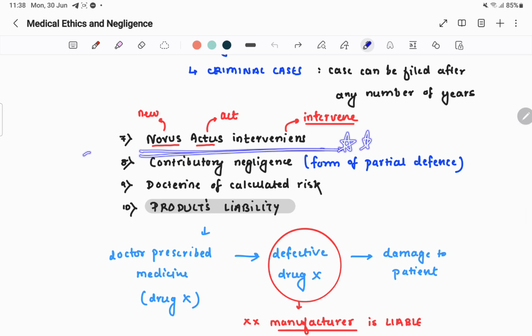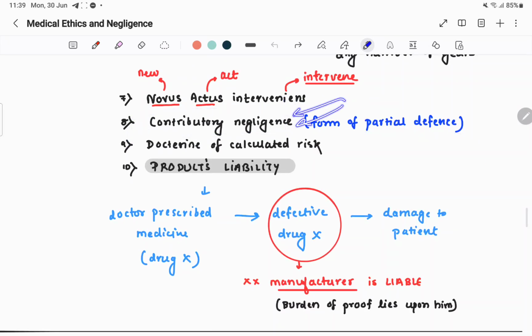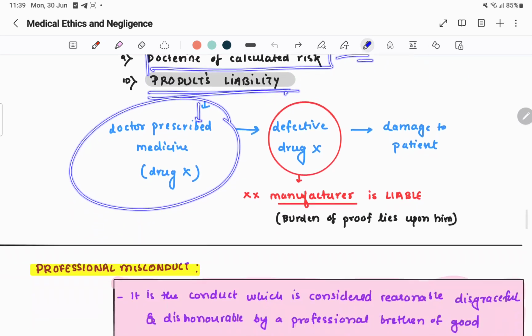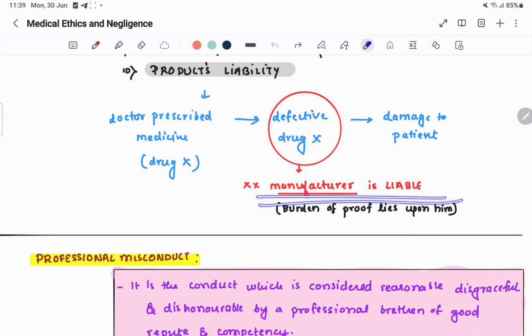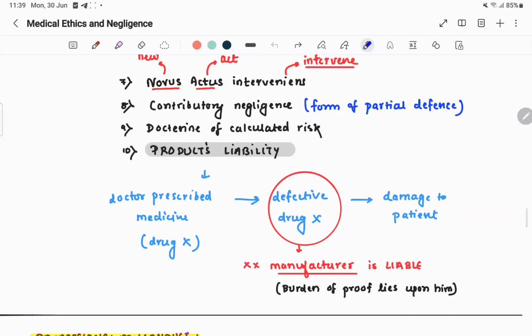Novus actus interveniens, I told you what is that. New act intervening. Contributory negligence, you can very well allege that the patient is also responsible for the damage. Doctrine of calculated risk, you will tell that it was a calculated risk, the patient was well informed of the risk, so it's not my problem. Okay, you can tell that. Product liability, the doctor prescribed drug X but it was defective and caused damage to the patient, so the manufacturer will be liable. The burden of proof is on the manufacturer to prove that their drug is not defective.